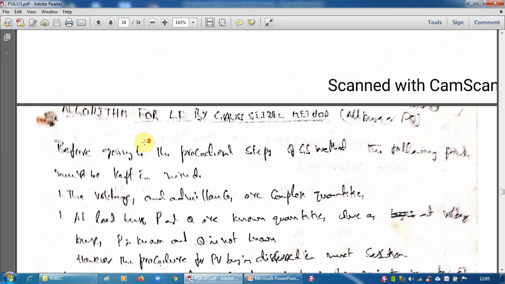P or Q are known. You see, this is the algorithm for only PQ buses. You see here, the procedure for load buses only. The procedure for PV bus is simply an extension that we will see just later. Right now we will first consider PQ bus only.